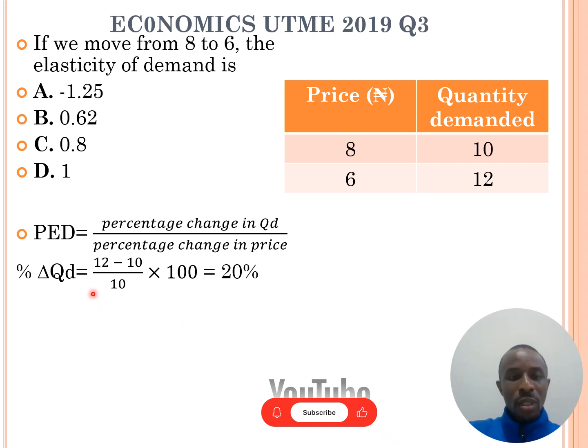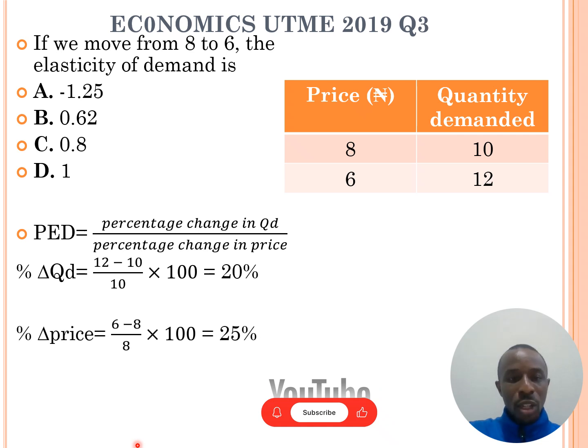The new quantity demanded being 12 minus 10, the old one is 10 because the movement is from 8 to 6, multiplied by 100. That will be 2 over 10 times 100. 2 in 10 will give us 5. 5 in 100 will give us 20%.